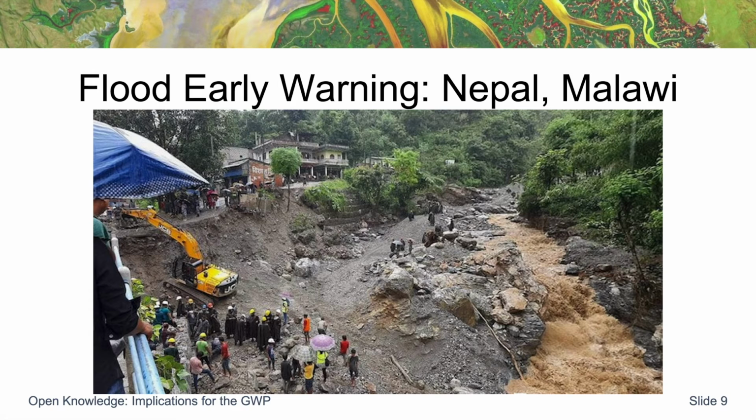The next example that I have is a flood early warning system. There are two good examples of this that we've been pretty heavily involved in, but certainly there are many more examples. The two examples I'd like to show are in Nepal and Malawi. This image is from Nepal.